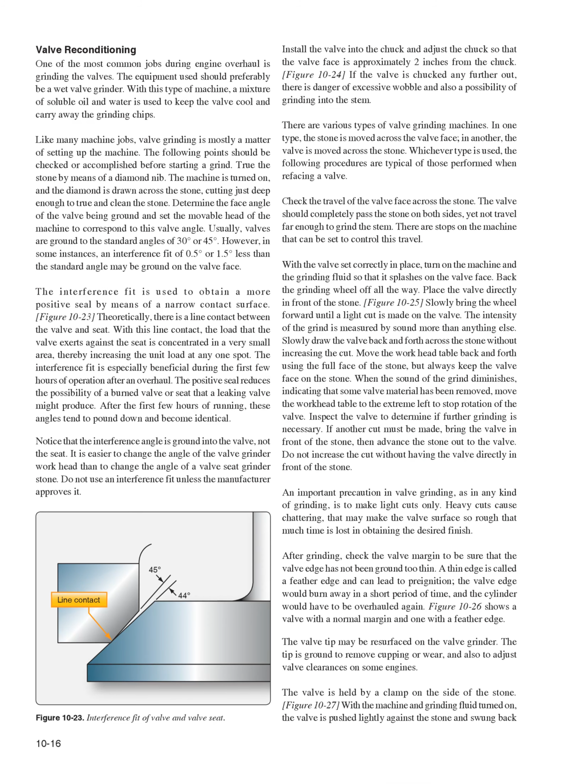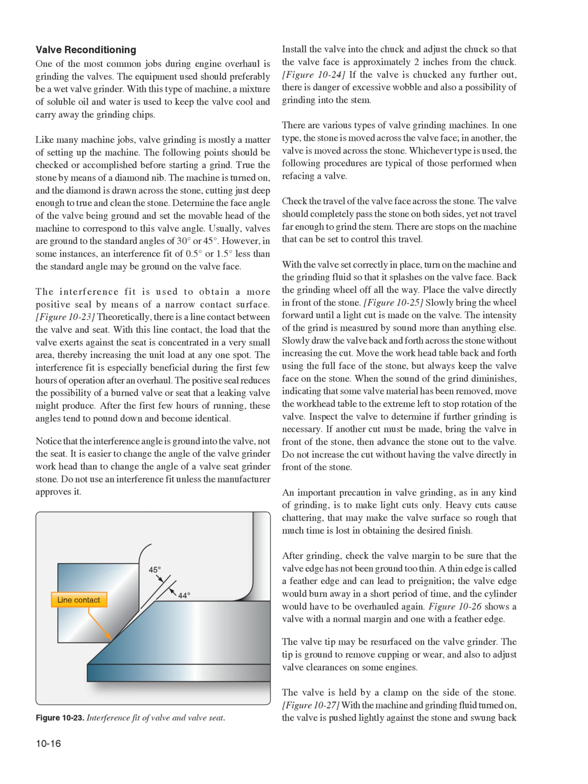There are various types of valve grinding machines. In one type, the stone is moved across the valve face, in another, the valve is moved across the stone. Whichever type is used, the following procedures are typical of those performed when refacing a valve. Check the travel of the valve face across the stone. The valve should completely pass the stone on both sides, yet not travel far enough to grind the stem. There are stops on the machine that can be set to control this travel.